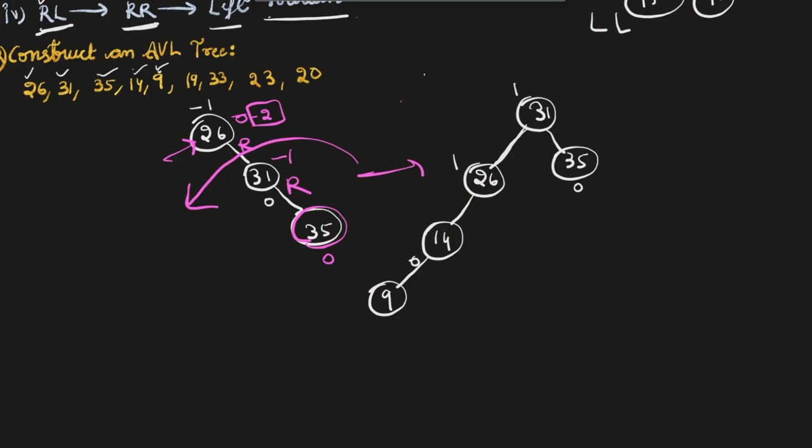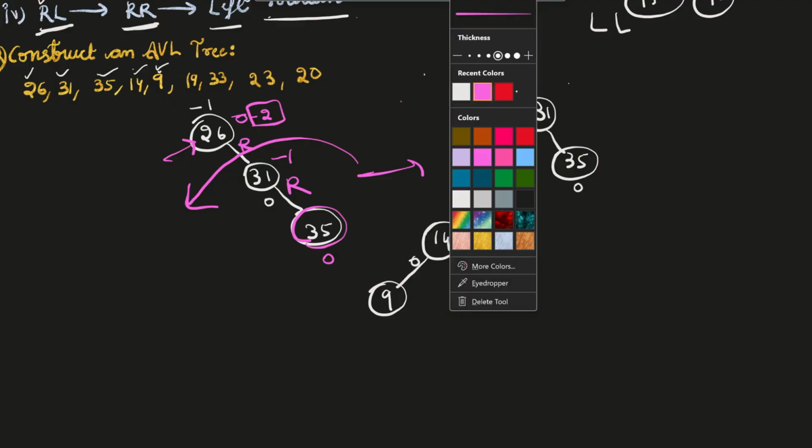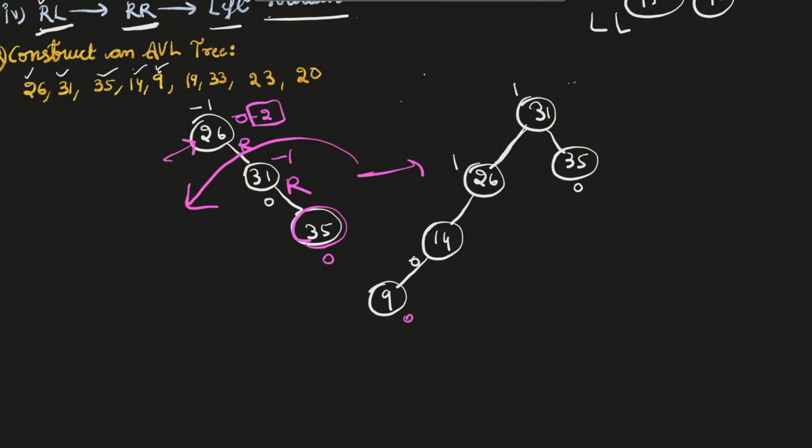Now again we need to check the balance factor. So 9 will have 0, 14 will have 1 and then 26 will have 2 and 31 would have 3 minus 1, that is also 2.